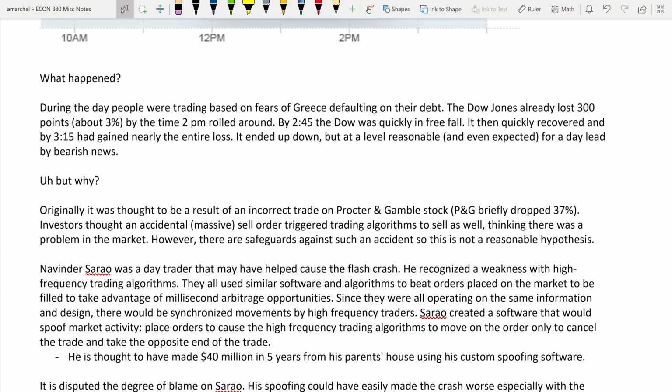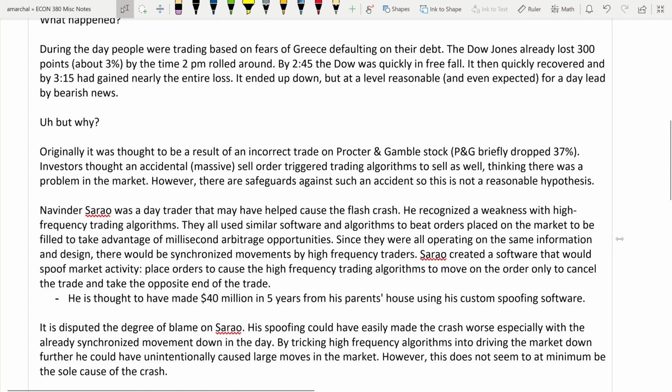And using just a couple $1,000s, he made an estimated $40 million in just 5 years, just trading from his parents' house using his custom software. Now, Sorrell did get indicted, although he was only sentenced to 1 year of house arrest, but he was facing up to 320 years in jail.